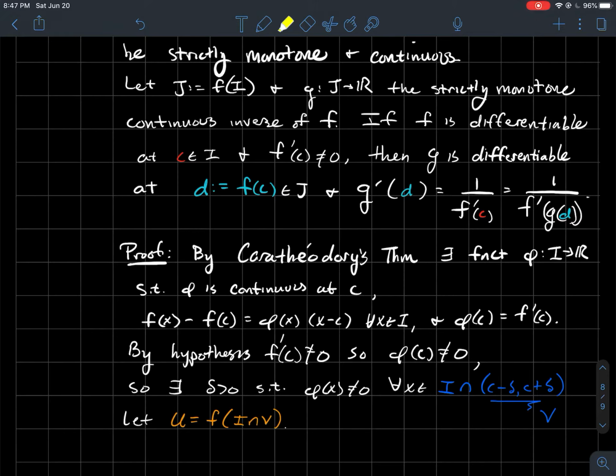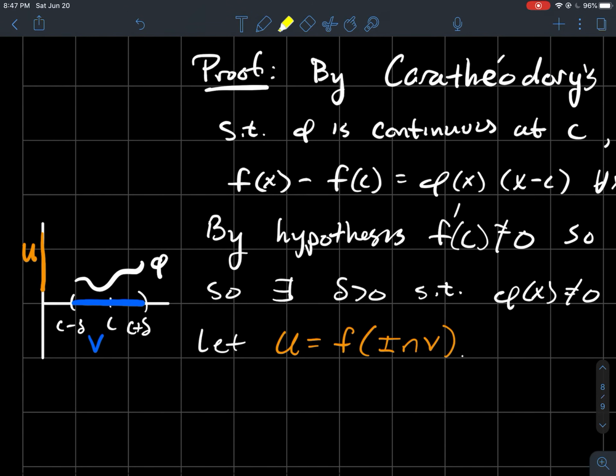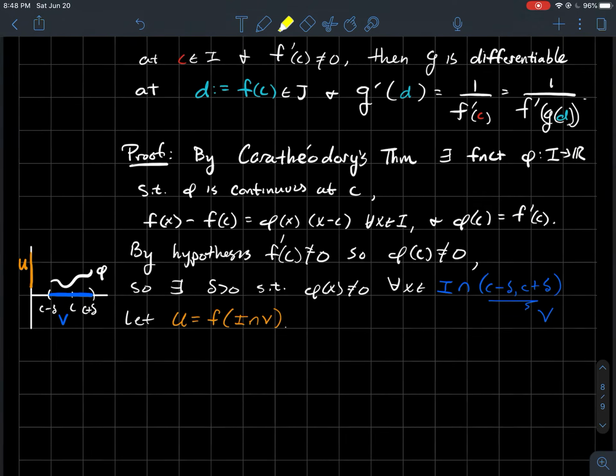And what I'm going to do is let u, maybe a shorthand, I'm saying call this part v. So then we'll say u is just the image of that, or send all those points through f. I'll draw you a picture over here. Maybe the graph of phi looks something like that in white. So I'm saying that you should be able to find some little interval in blue around c, so that the graph of phi never dips below the x-axis. And then u is just the output of all the points in blue when you plug them into f.